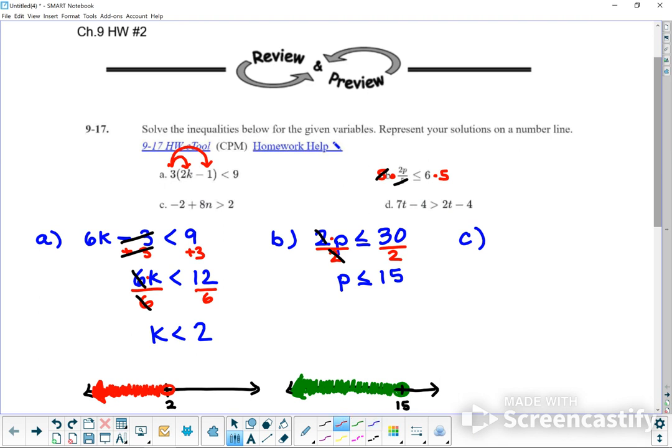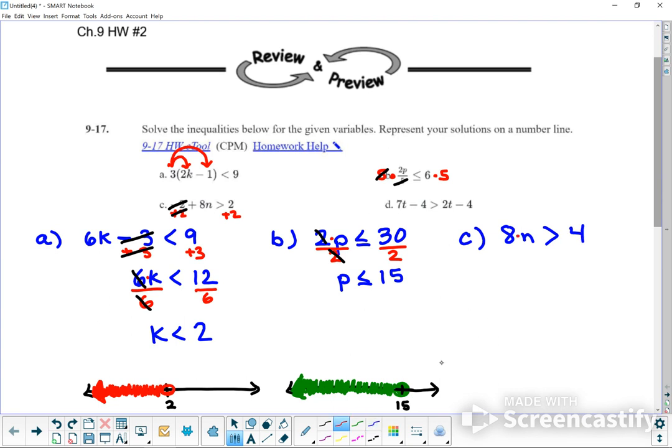So the inverse operation of minus 2 is a positive 2, so you're adding 2 to both sides. That minus 2 and the positive 2 is going to cancel, and you will be left with 8n greater than, and you just got to figure out what 2 plus 2 is, which is 4. Right, and then now you got to work on this.